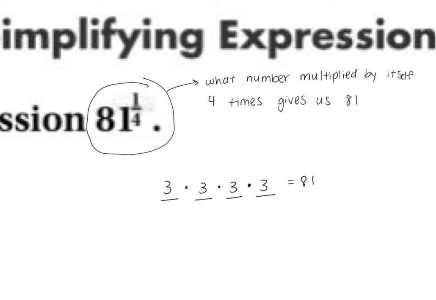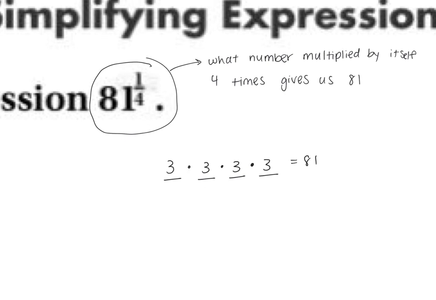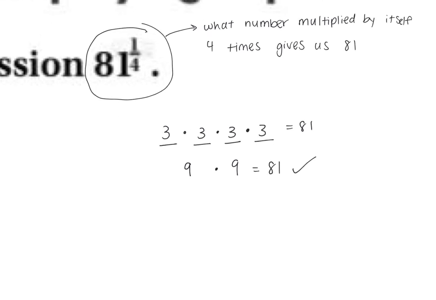So let's take 3, because Nicole was that smart to come up with 3 on her own. Very nice. So we're going to try 3. We get 3 times 3, which is 9 times 9. What's 9 times 9? 81. That checks out. So this answer is just 3. 81 to the 1/4 equals 3.